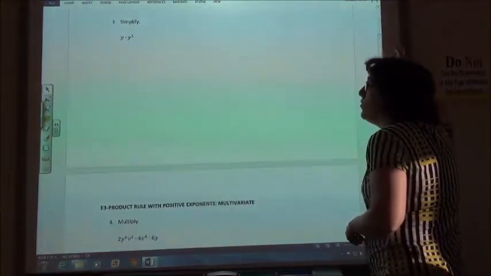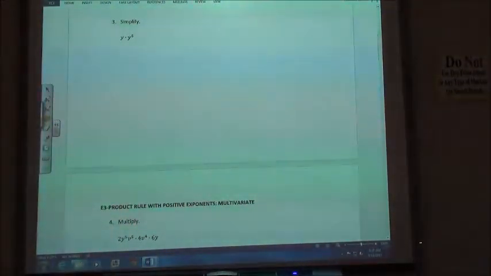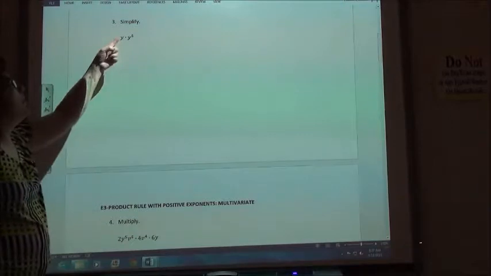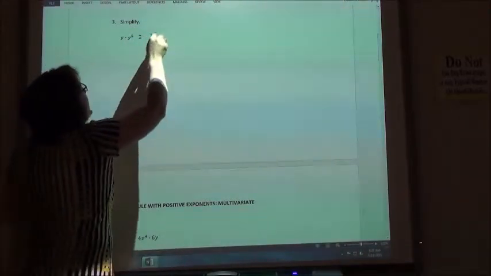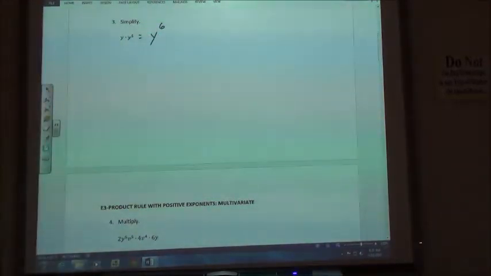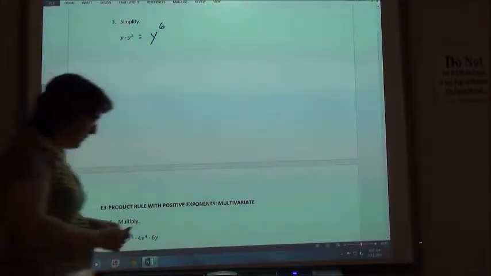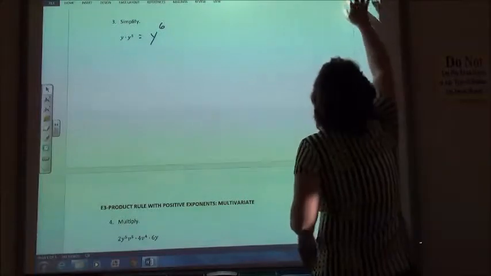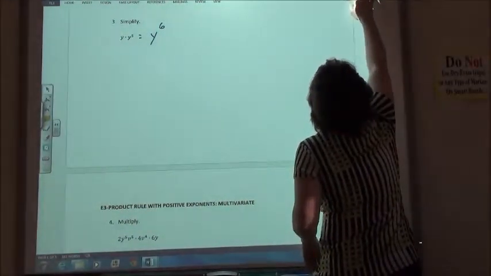When I do the third one, I'm taking y times y to the 5th. 1 plus 5 gives y to the 6th power. So when I multiply with the same base, I add my exponents. Now they're going to use that to simplify longer expressions.